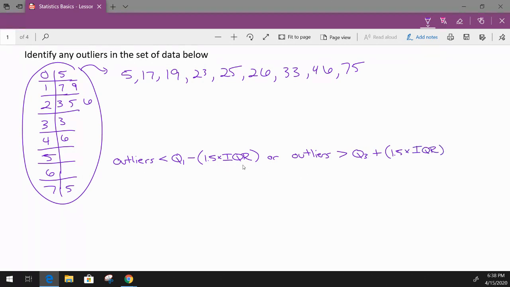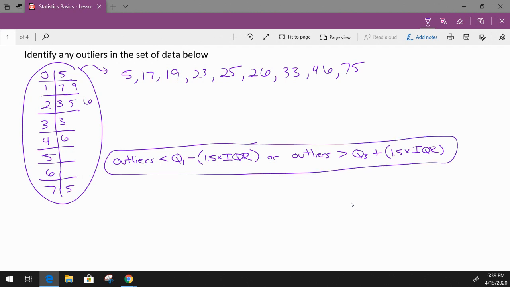Looking at these formulas, I need to figure out what Q1 and Q3 are, and I also need to figure out what my interquartile range is. These are basically your formulas for your outliers. Now looking at the data, if I count the number of pieces of data I have 1, 2, 3, 4, 5, 6, 7, 8, 9. So that's a nice odd set of data. My middle number is going to be the 5th number. So this is 25. This is my median.